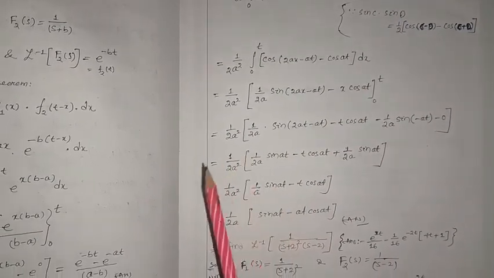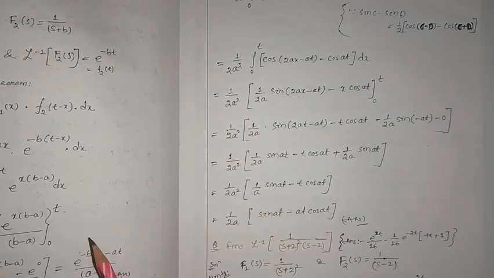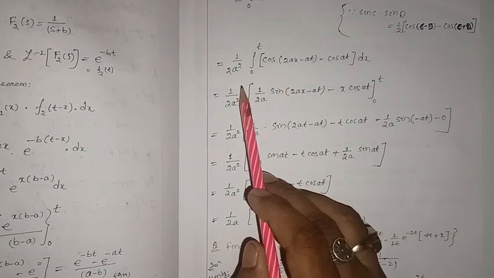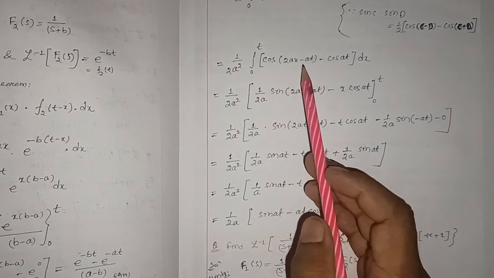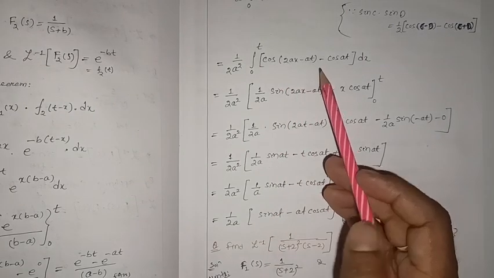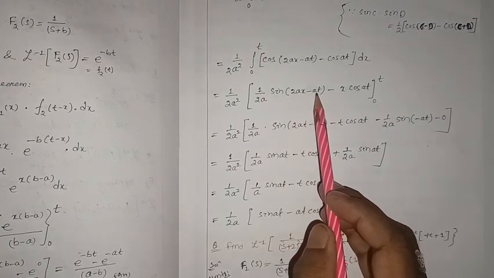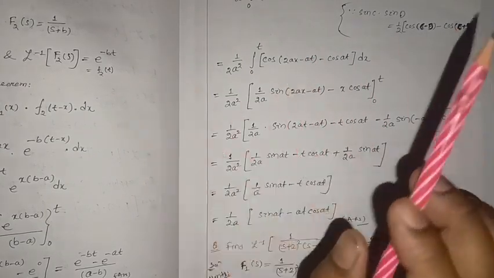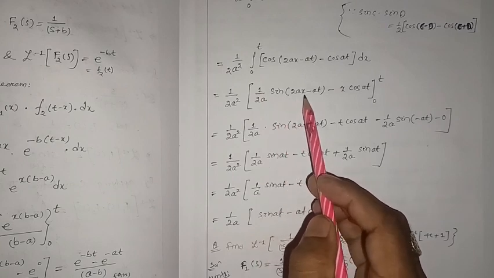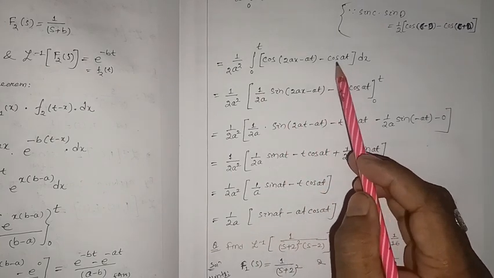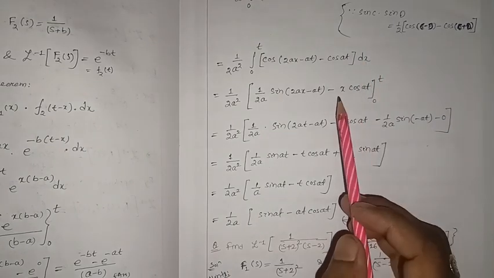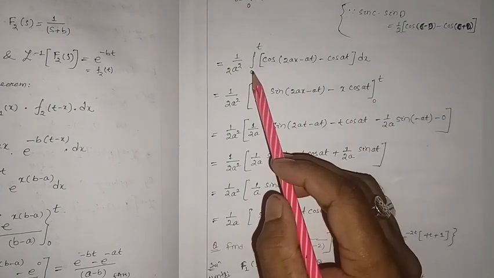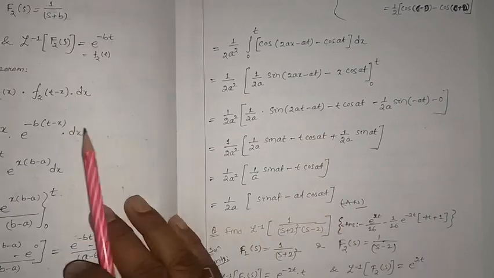Now 1 by 2a squared, integration of cos(2ax minus at). Cos x integration is sin x. So cos(2ax minus at) will be 1 by 2a into sin(2ax minus at). It's a very simple integration, considering 2ax minus at as p, you can do it very easily. So 1 by 2a sin(2ax minus at), and here cos at is a constant whenever we integrate with respect to x. So only x will come up, x into cos at, integration limit 0 to t. Now we are going to put the limits carefully.